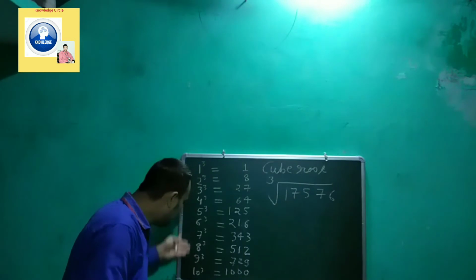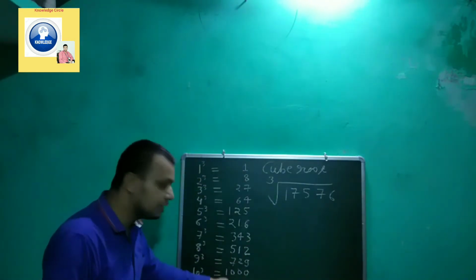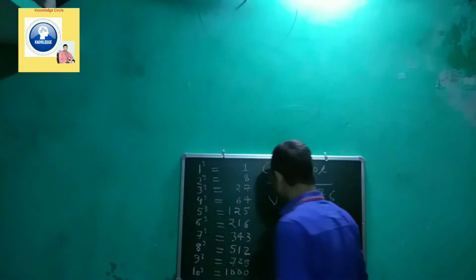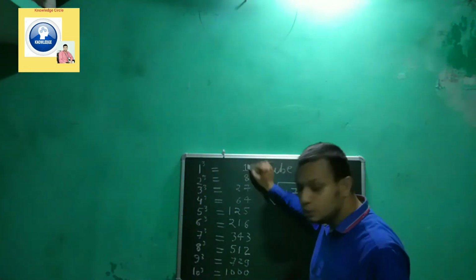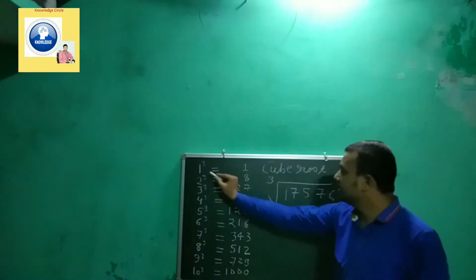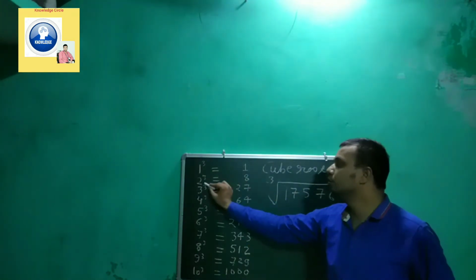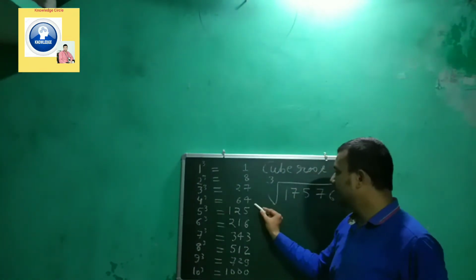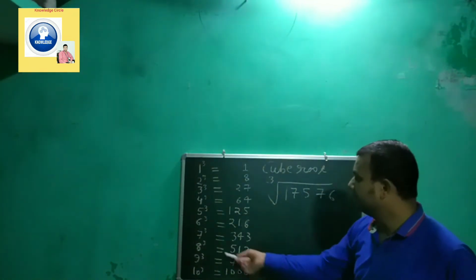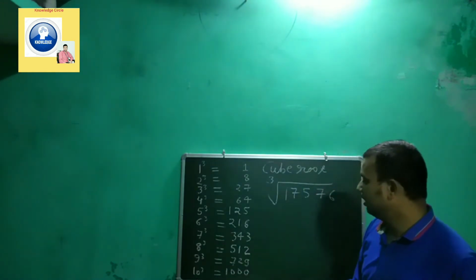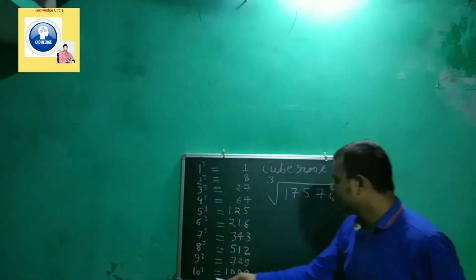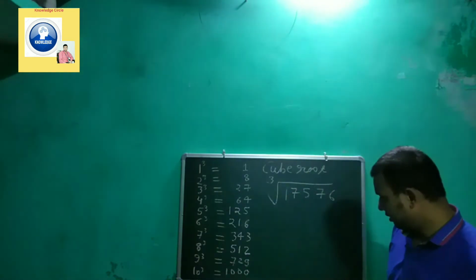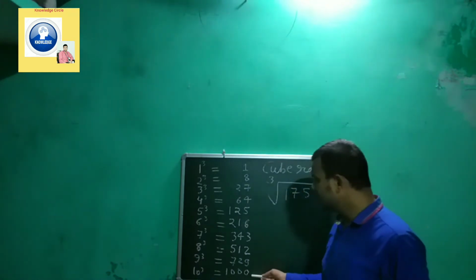As you can see, I have written the cubes of the first 10 natural numbers. The most important thing is the unit digit of each cube. The cube of 1 is 1, the cube of 2 is 8, the cube of 3 is 27, the cube of 4 is 64, the cube of 5 is 125, 7 cubed is 343, 8 cubed is 512, 9 cubed is 729, and the last one, the cube of 10, is 1000.